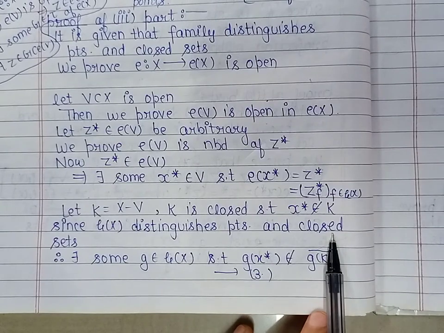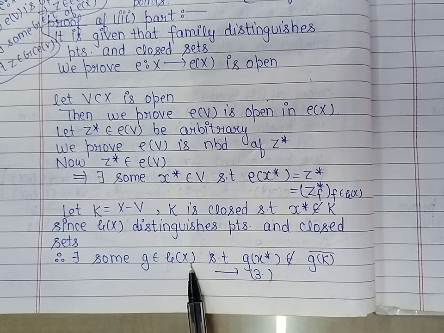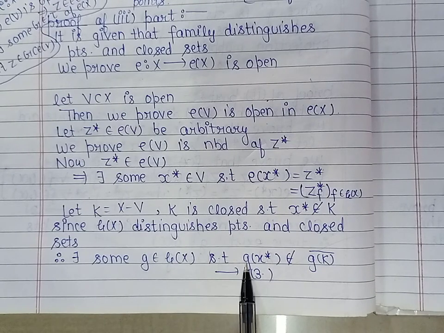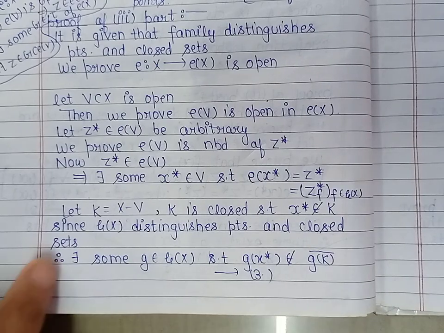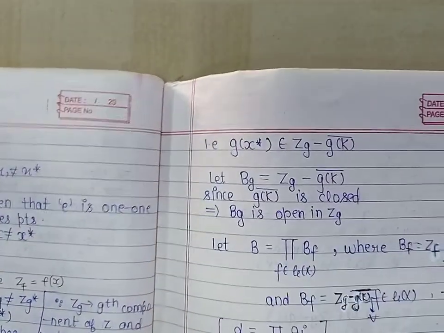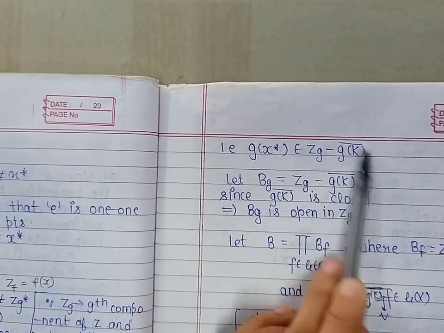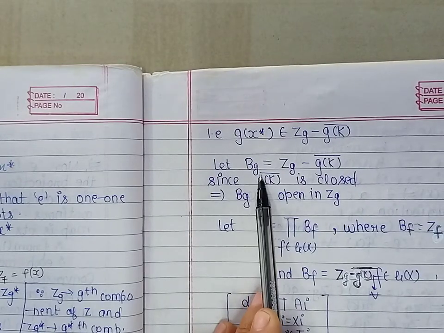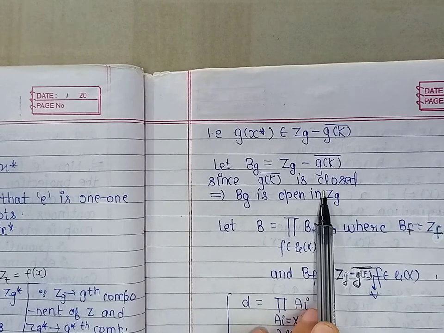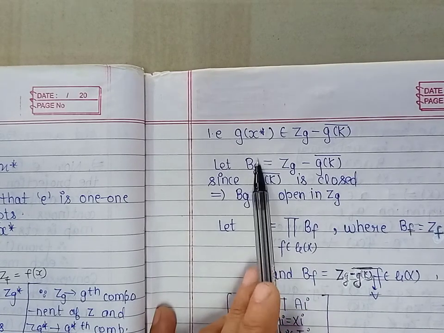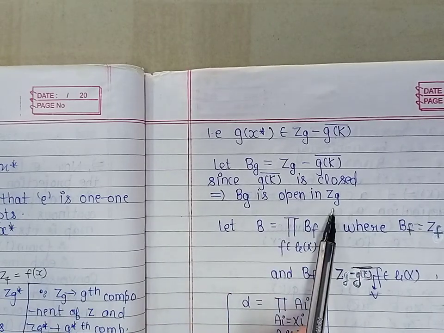So by definition we can say that there will exist a function g belonging to the family such that g of x star does not belong to the closure of g of K. It means g of x star belongs to the complement of the closure of g(K). Let us denote this set by B_g. Now the closure of g(K) is closed, so its complement will be open in Z_g. So we can say that this B_g is open in Z_g.